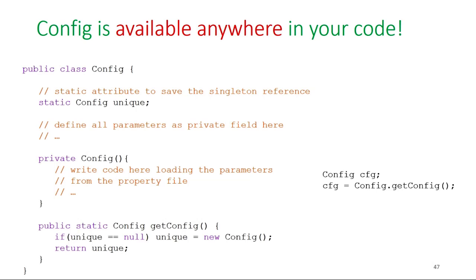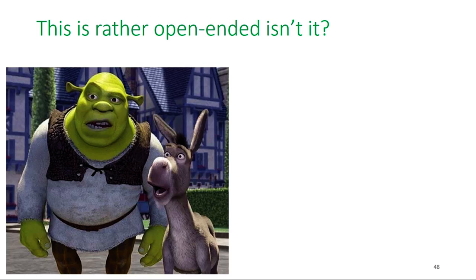So if you want to go ahead and try this, it's a good habit to take. Okay, it's a good feature to use. The code on the right shows you how you're going to use this from anywhere in your code. So you have a config cfg. That's your reference to the unique config instance, and then you just call the class name dot the name of the static method, and you get your instance from anywhere in the code, and that's it. All right, so we are done with this.